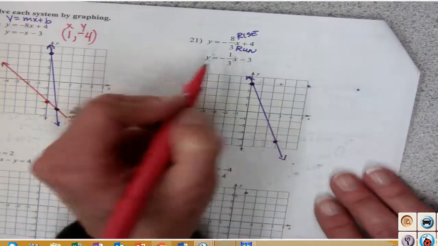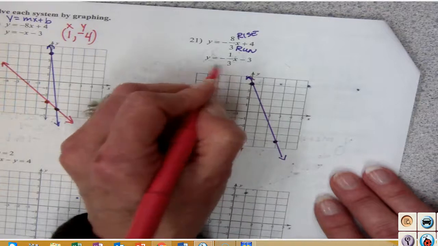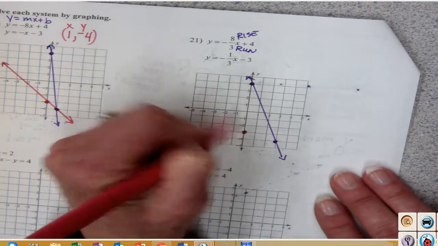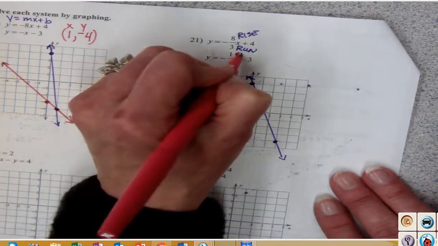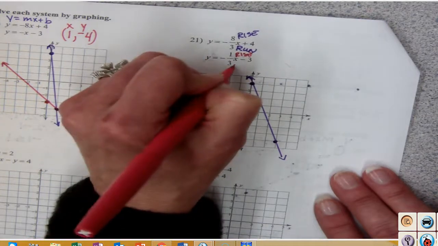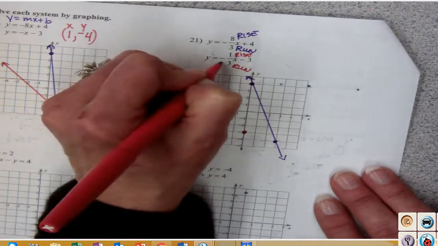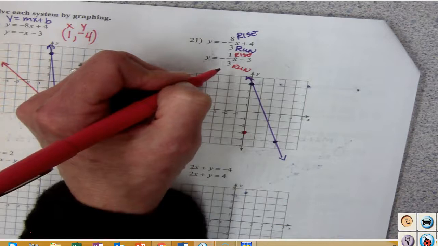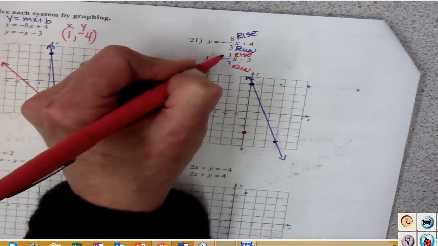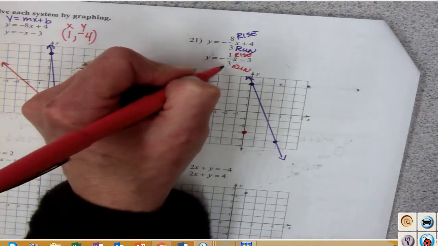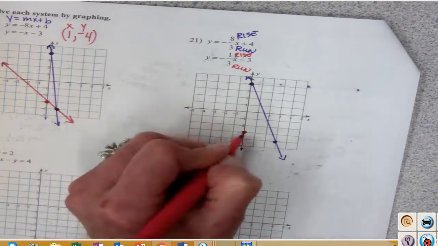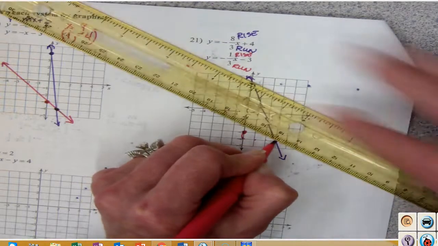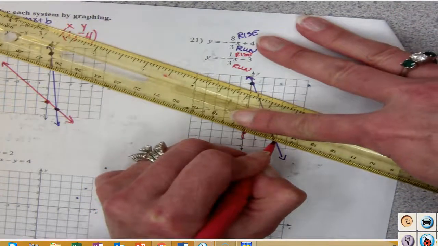So that's done that line. Now I'm going to go to negative 3. If this is my rise, this is my run. Again, it's negative, which means that one has to be negative and the other has to be positive. I'm going to do my negative at the top on my rise and my positive on my run. So I'm going to go down 1 and over 1, 2, 3. And look at that. They intersect right there.